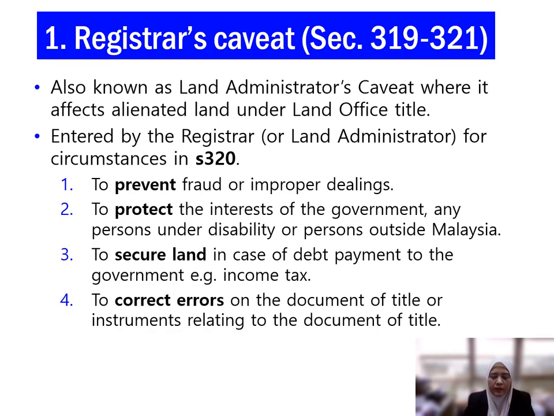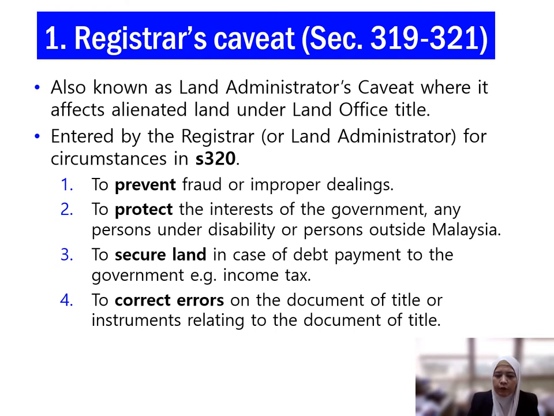Registrar's caveat. Okay, what's that? We have four types just now. The first type of caveat is registrar's caveat. Caveat pendaftar under section 319 until 321, also known as land administrator's caveat. If it's a land office title, then it is known as caveat pentadbir tanah. Okay, so it depends on the title. These are the situations whereby land administrator's caveat can be entered. Okay, these are the circumstances under section 320.